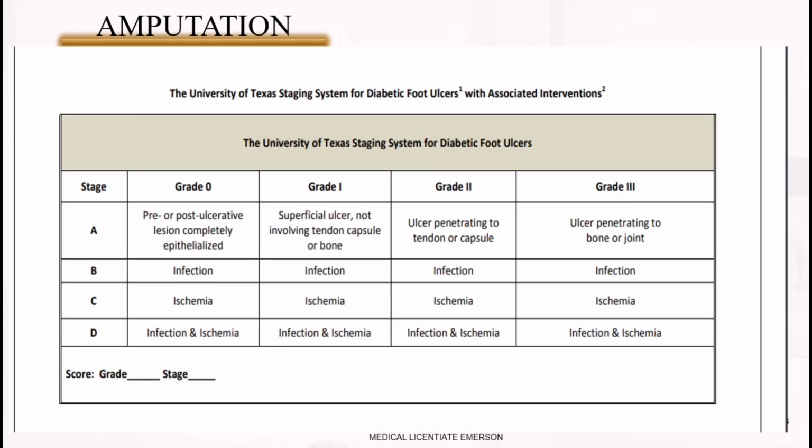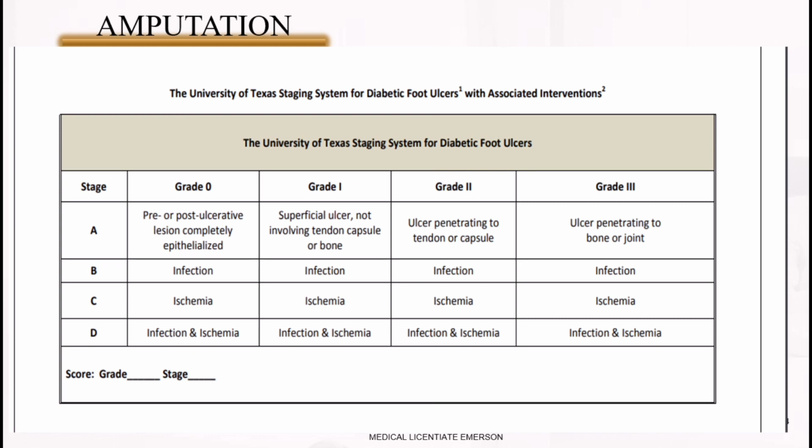So this is Texas classification of diabetic foot ulcers. So we have stage A0, stage A, grade 1, grade 2, grade 3. So the one difficult thing is stage A. Then the other B, C, D, they have the same thing like infection, ischemia, infection and ischemia. So we are just going to go through stage A. Then these other things are easy.